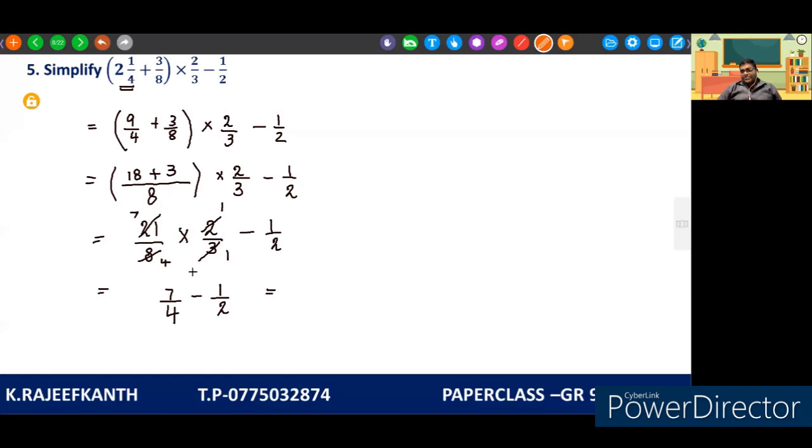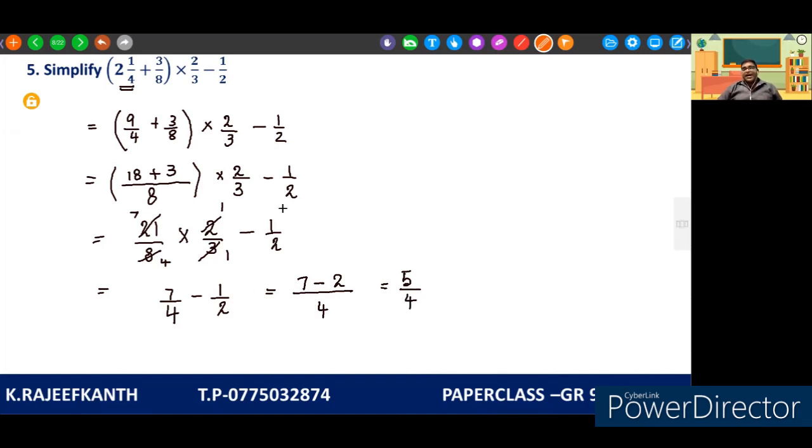Here we have to subtract these two fractions. The denominators are different, then we have to find the LCM. Then the LCM of 4 and 2 is 4. In 4 there is one 4, then 7 times 1, 7. In 4 there are 2 twos, then 2 into 1, 2. Then 5/4. Here this is an improper fraction.